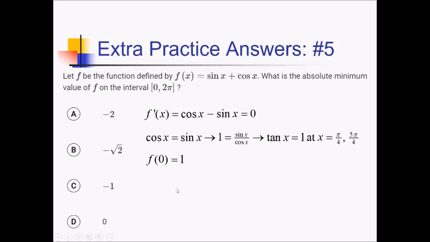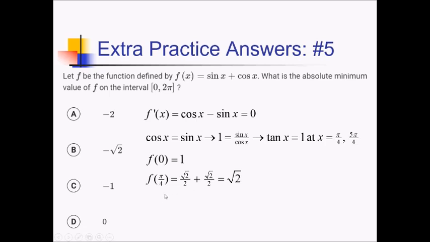And now f of pi over 4, that's 45 degrees. So sine of that is root 2 over 2. So is cosine. So we have radical 2 over 2 plus radical 2 over 2. Well, if I have half of a radical 2 and another half a radical 2, that adds up to a whole radical 2.